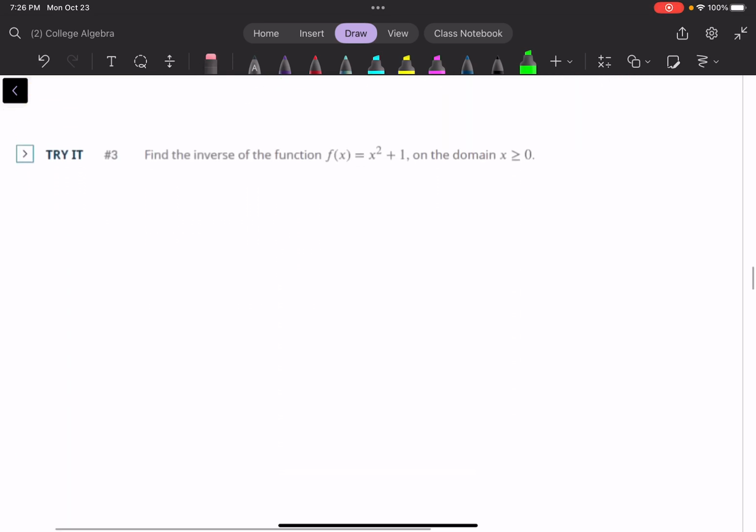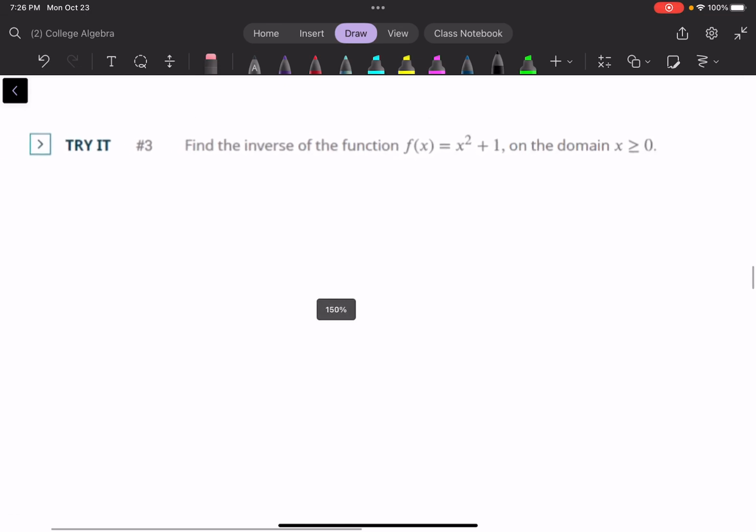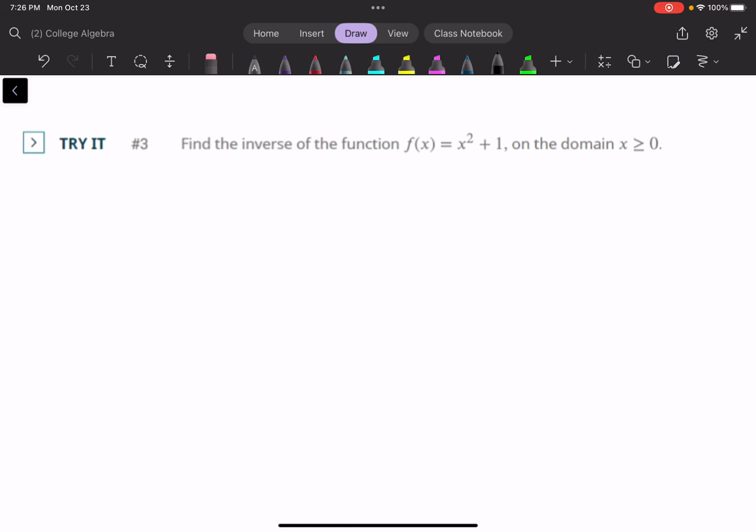Okay, so if you want to give it a try, sometimes these can be kind of difficult to wrap your brain around until you do several of them. So I encourage you to do that now and try to find the inverse. They've restricted the domain for you, so all you need to do is find the inverse function. All right, so you should have found that f inverse should be the square root of x minus 1.